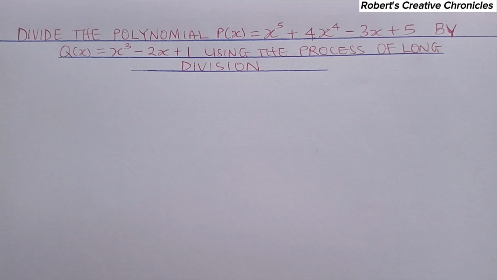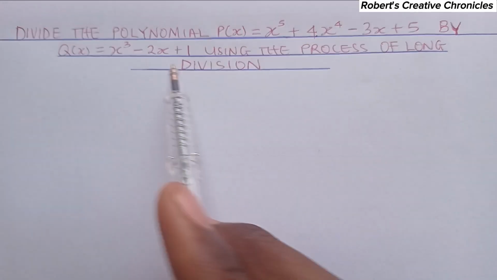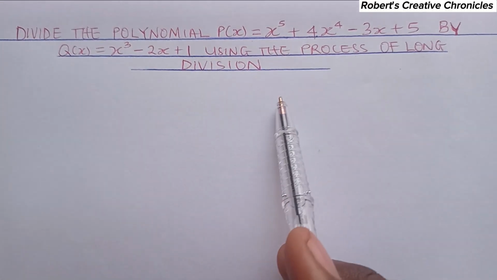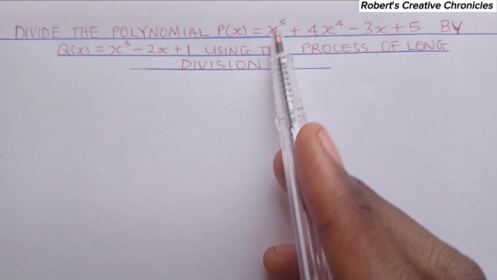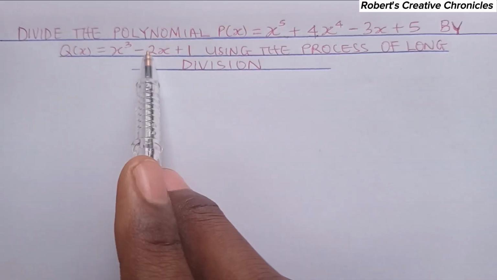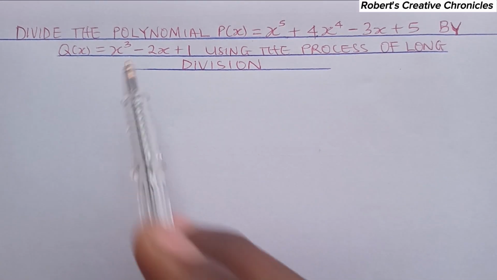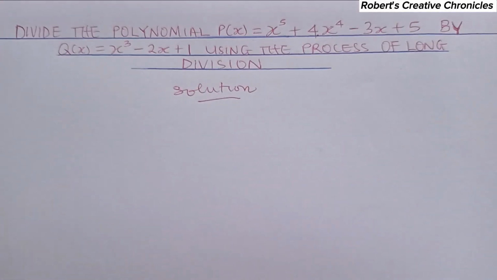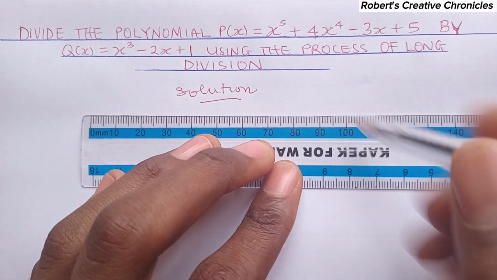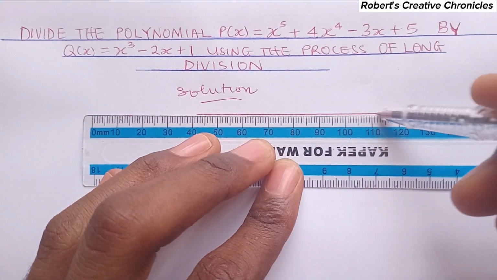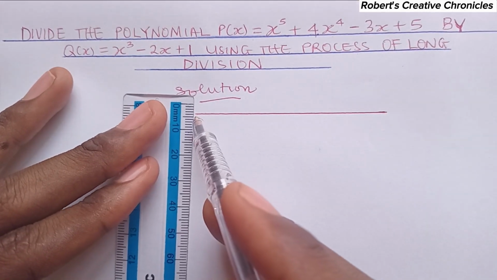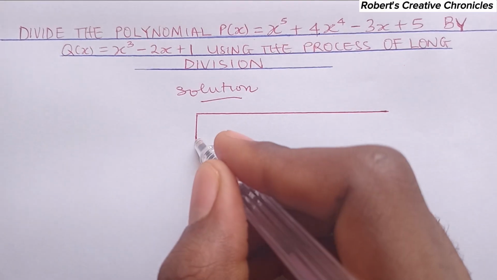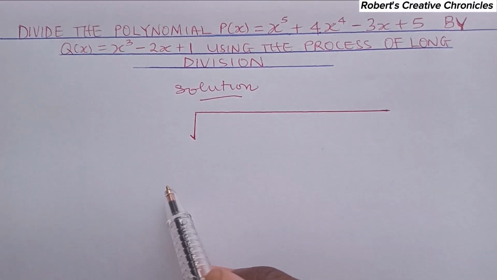So today, we'll be solving this question which states: divide the polynomial p(x) by q(x) using the process of long division. That means we have to use the process of long division to divide this polynomial by this one. So let's do it. Solution. First, let's draw this. So this is the long division.